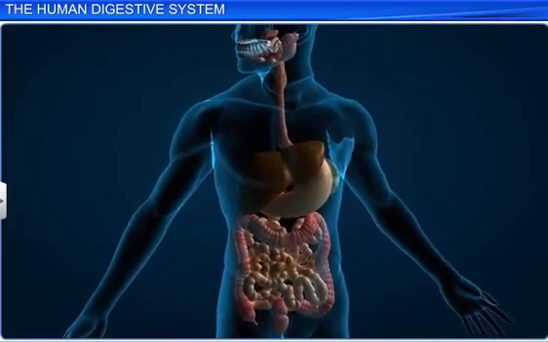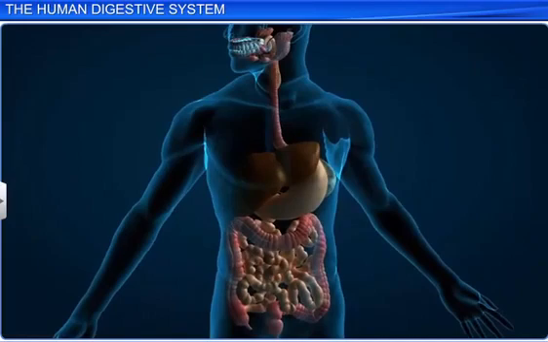Together, the organs of the alimentary canal and the associated glands digest the food we eat and egest the undigested food.